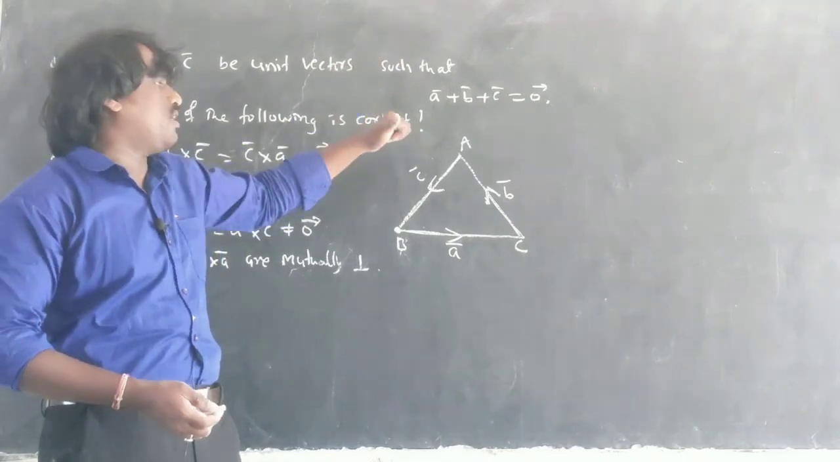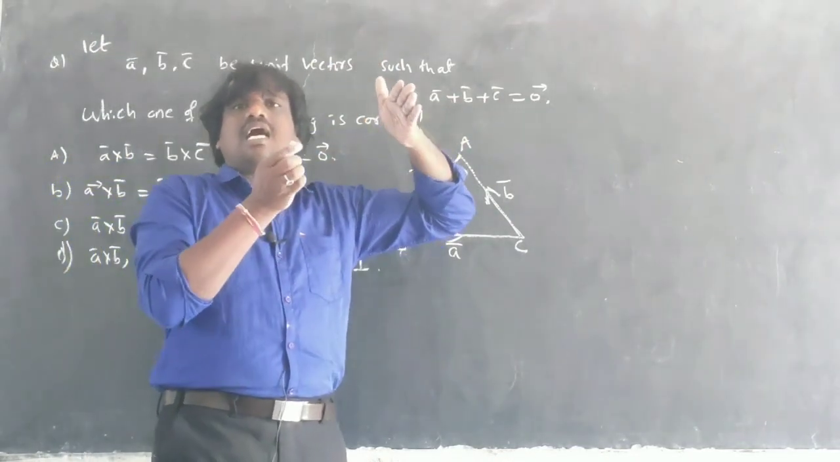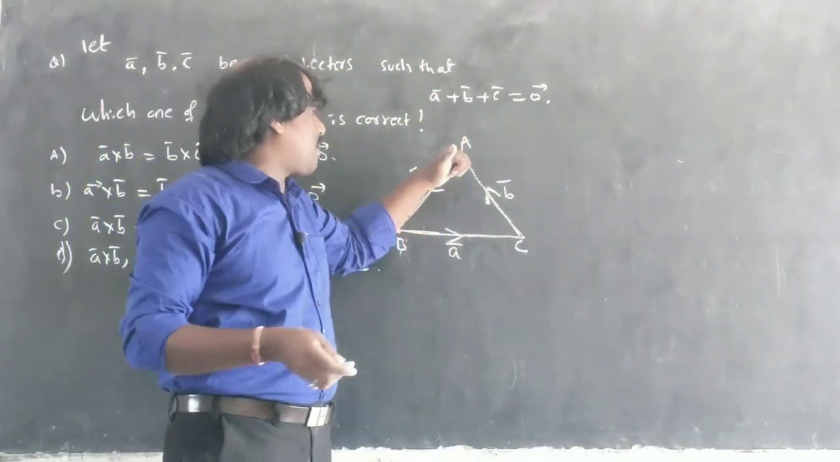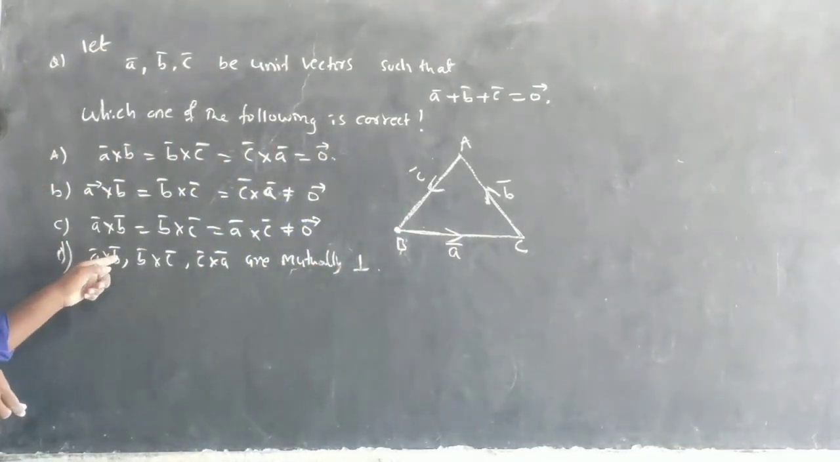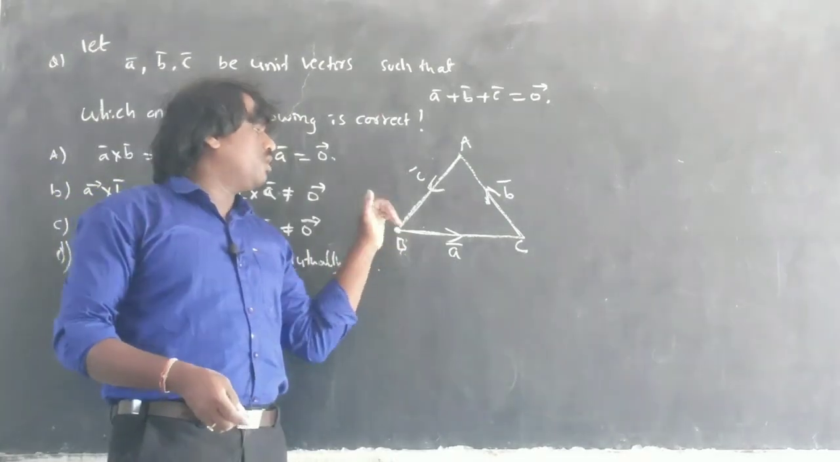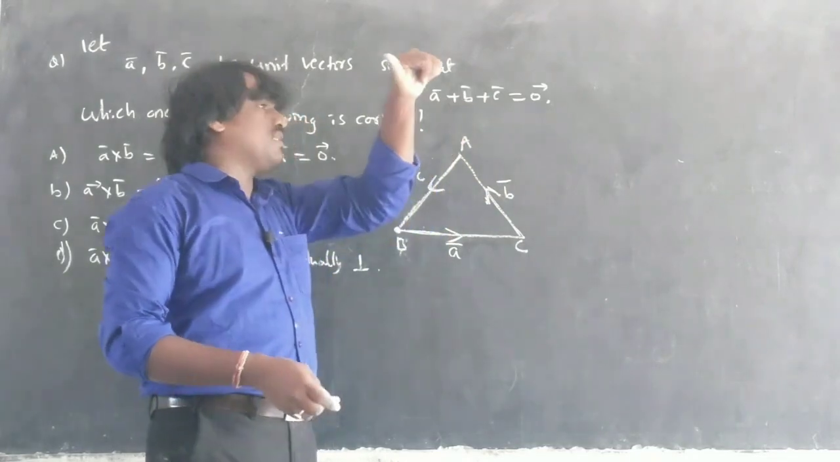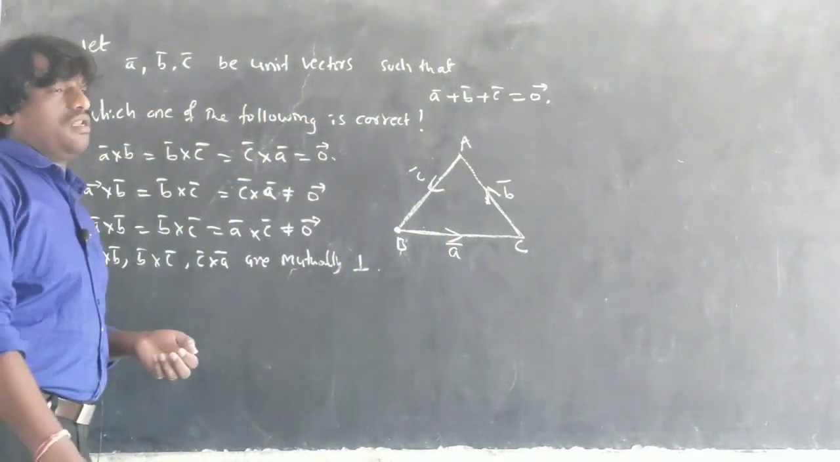It means all these cross products are coming towards you, so they are all parallel to each other. You can see the options here: A cross B, B cross C, C cross A are perpendicular, is said. No, A cross B is coming this side, all are coming this side, so this option is wrong. They are parallel, right?